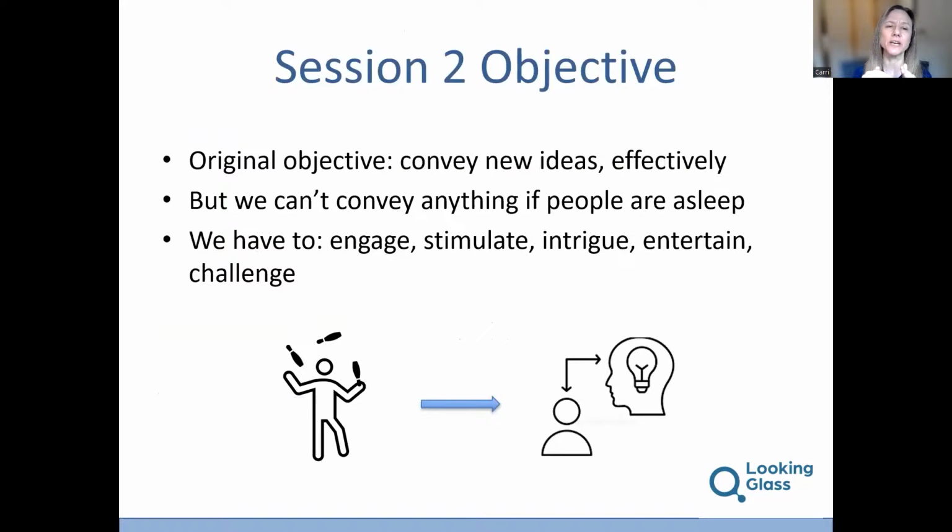Okay, so what's the objective here? The objective of the whole thing, of course, the objective of the entire session is to help us convey sometimes new ideas and sometimes difficult ideas or technical ideas effectively. The problem is that we can't convey anything if people are asleep, if they're disengaged, if they're distracted, if they're thinking about other things. So unfortunately, it's beholden upon us to engage, to stimulate, to intrigue, to entertain, to challenge, to make it vary, to make it interesting.